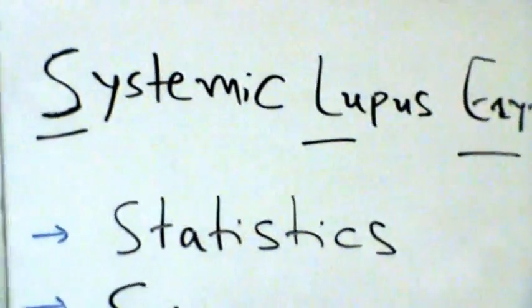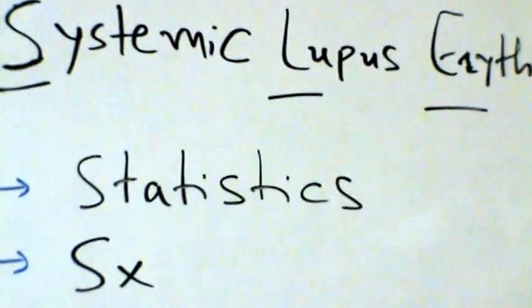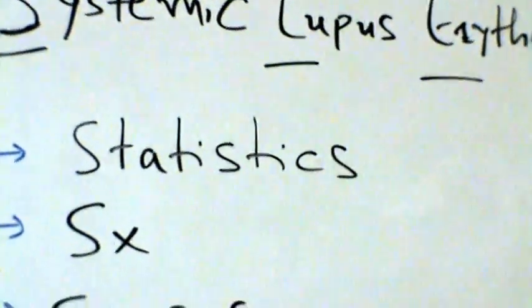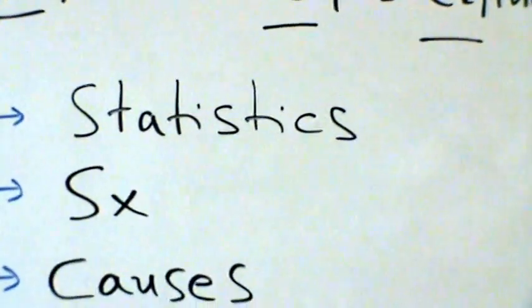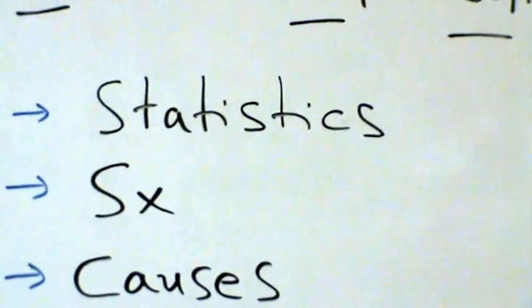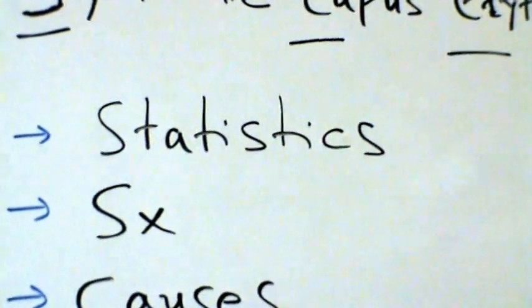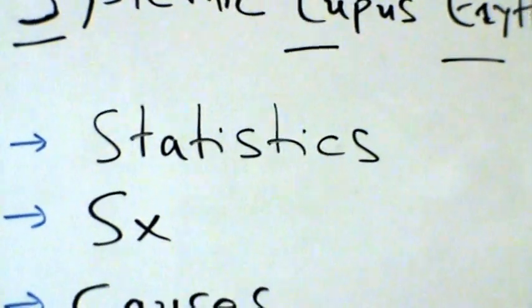SLE is a chronic inflammatory connective tissue disorder with fluctuating symptoms that can affect any organ system. This is an inflammatory disease caused when the immune system attacks its own tissues.